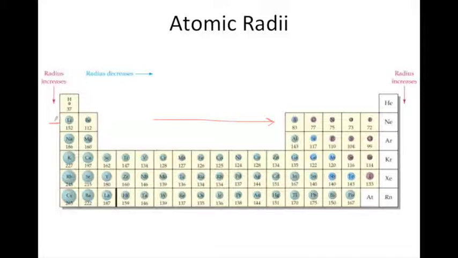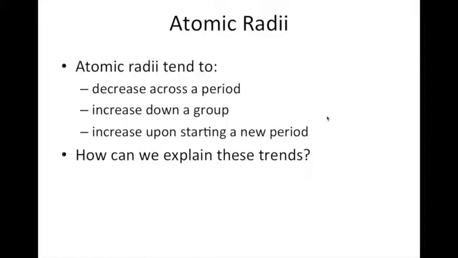You can see as we move down a group, let's look at group 1 here, the atomic radii get bigger. And if we start a new period, so let's say here we go from fluorine to sodium, the atomic radii increase and then it starts to decrease, and then when we start a new period, it increases again. Now, as we move across, you may think that the atomic radii should increase because we're adding protons and electrons, but it actually decreases.